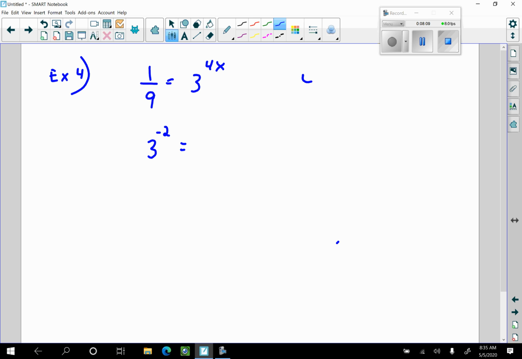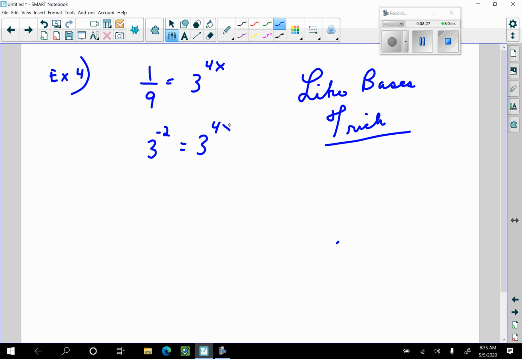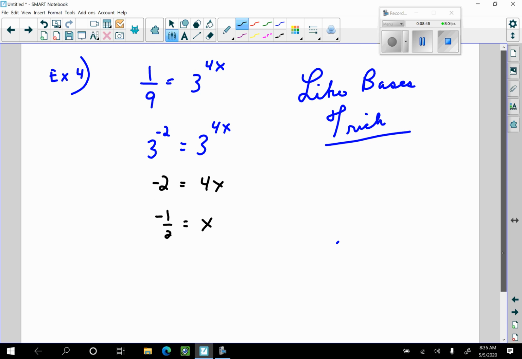It's getting like bases. That's the trick, getting like bases. Okay, so now I have 1/9 is 3 to the negative 2, which is equal to 3 to the 4x. Now it's easy. Now I can say, hey, negative 2 is equal to 4x. Solve for x. Negative 1/2 is equal to x. We can check our answer, but we will forego checking the answer. If you want to check your answer, you can.